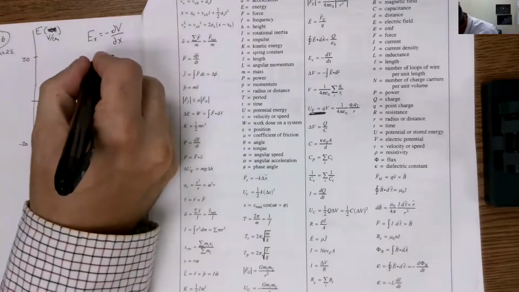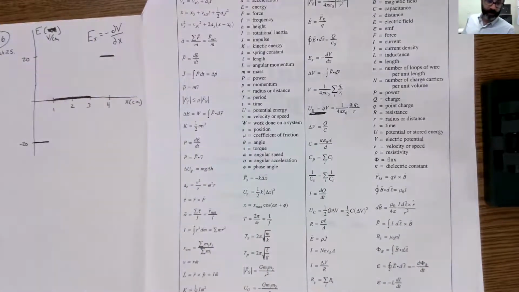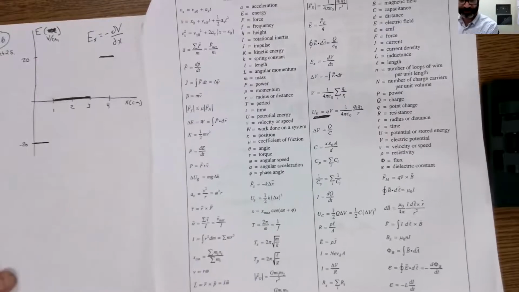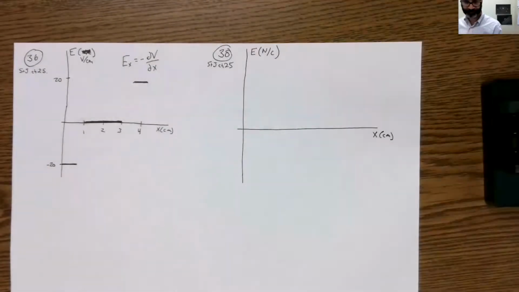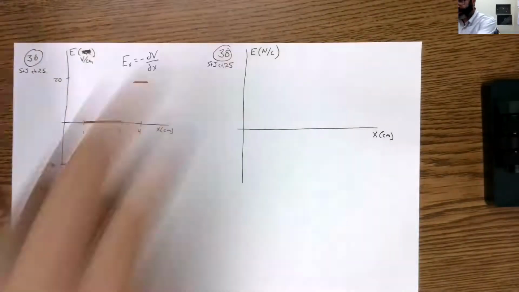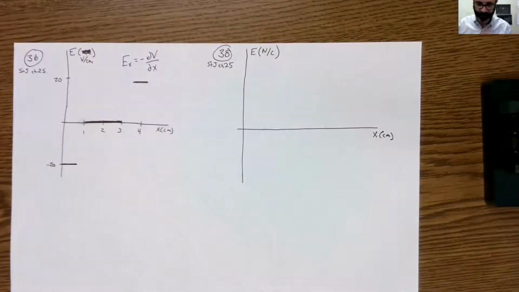I didn't really line that up very well. And that's really it for number 36, I think. Any questions about that one? It seems pretty straightforward. Yeah, this should be.